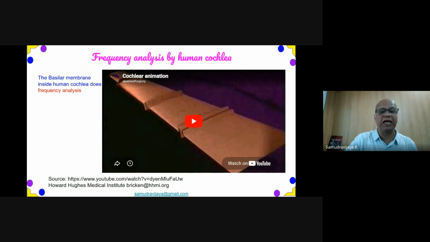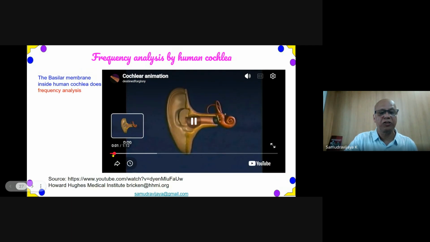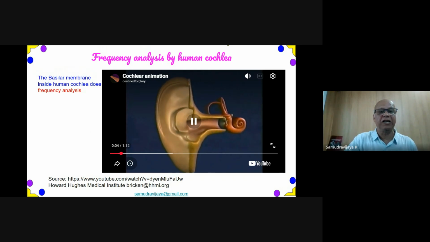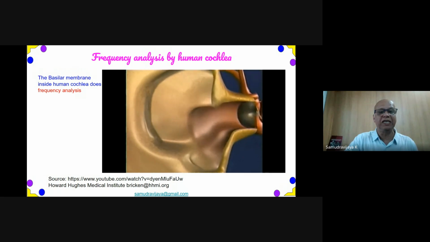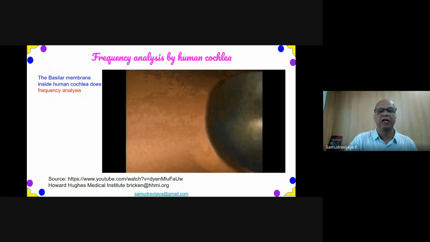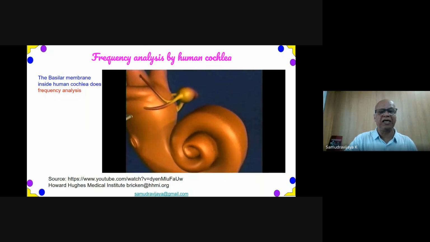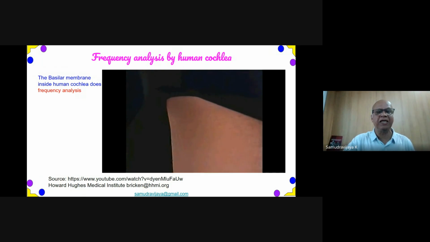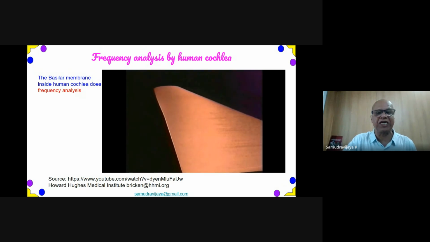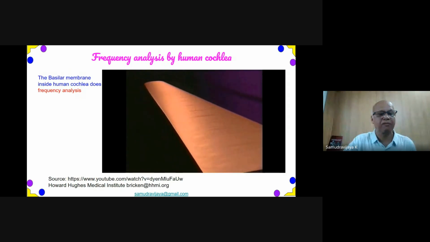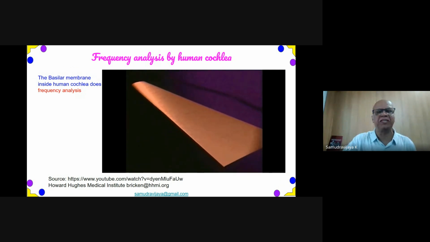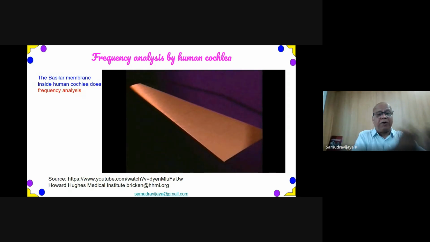So let us just look at a video here. This is interesting to see. So here is the video. So this is the outer ear. Sound enters the ear canal and goes to the membrane, and then the cochlea is there. For the sake of demonstration, we will stretch it out as a single membrane, basilar membrane. Now we will play different sounds. Let's see what happens. Low frequency, medium frequency, high frequency. All of them are there, different parts also simultaneously.